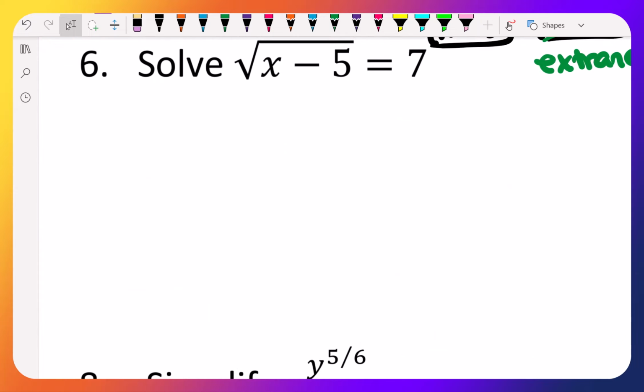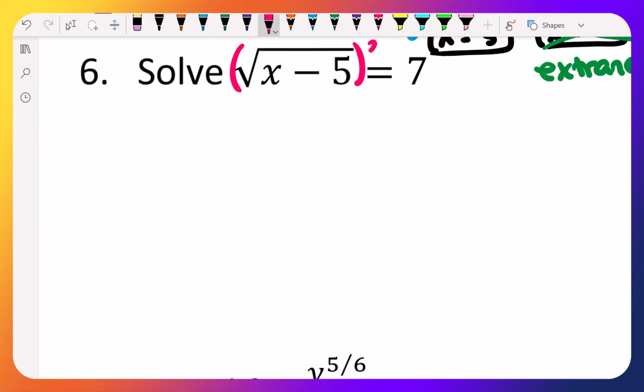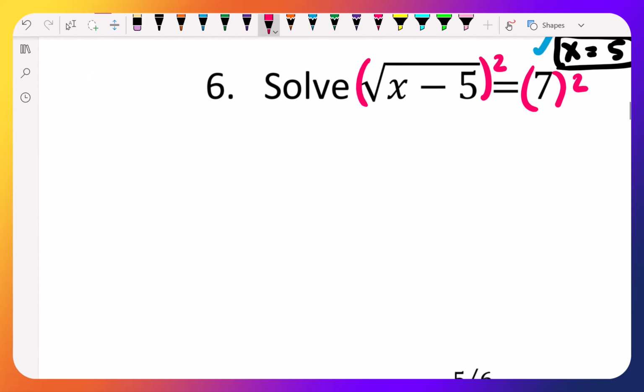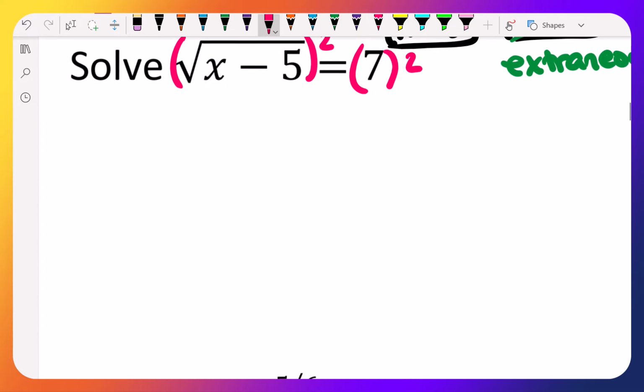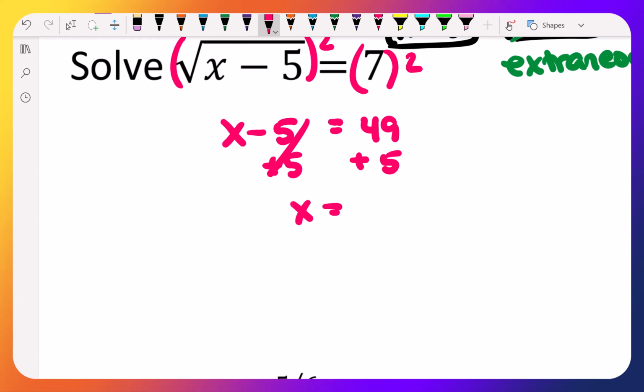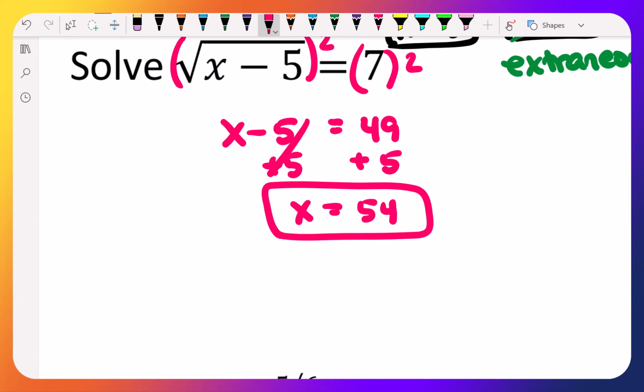Okay, this is a square root. So I'm going to start out by squaring both sides. Notice that I am not squaring a variable. So 7 squared is 49. I'm not going to have to check the solution. It's not going to produce anything that's extraneous. So if I square a square root, I get x minus 5, and simply get x by itself. And that's it for part 1.